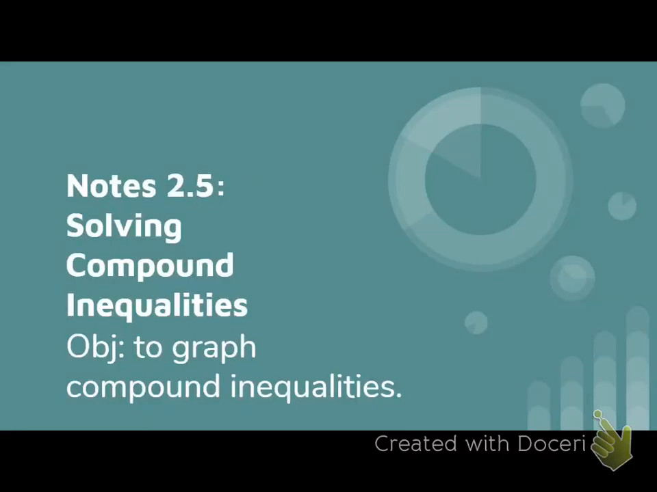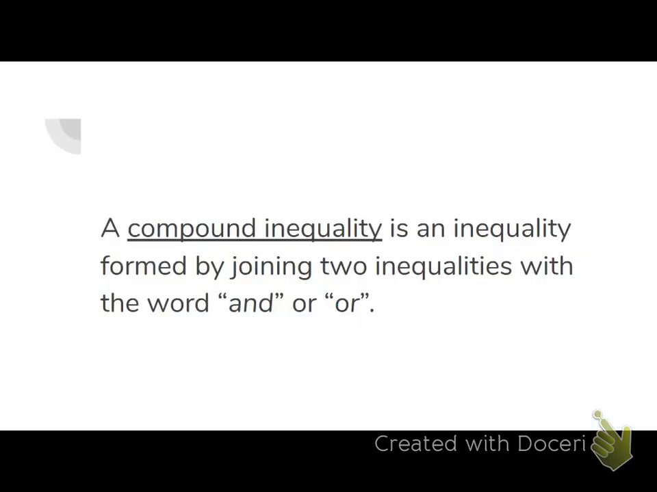All right, today we're starting section 2.5. We are going to be solving compound inequalities and graphing them. A compound inequality is an inequality formed by joining two inequalities with the word and or the word or. So seeing and or next to each other might seem a little bit weird, but those are the two words that could possibly join a compound inequality.